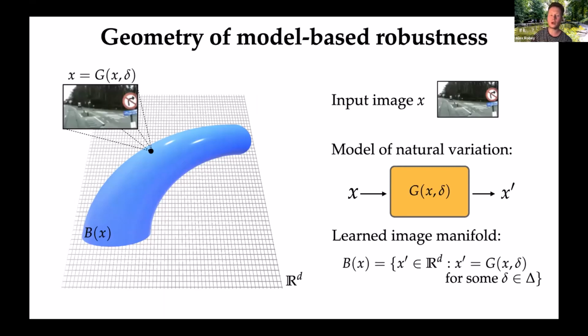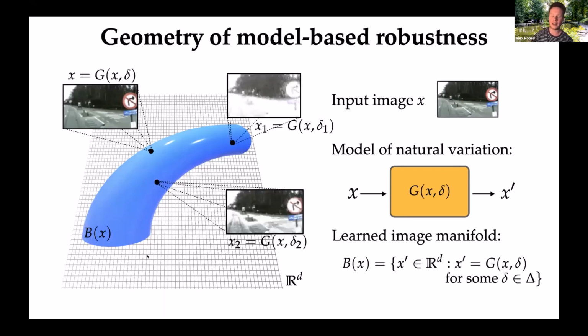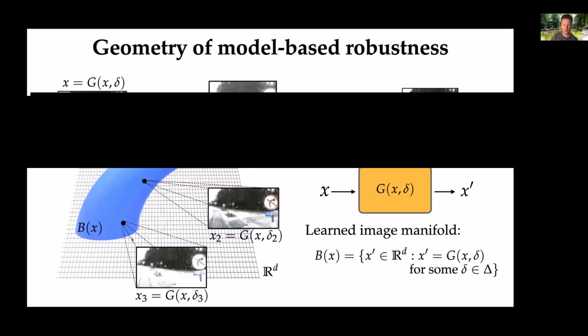And each point on this manifold is going to correspond to an image that has a different level of variation. So you can see that as we go from delta to delta 1 to delta 2 to delta 3, we're varying the amount of natural variation in the images. And this geometric picture should stand in contrast to the epsilon ball geometric perspective that we had when we were thinking about adversarial examples. And this intuition of the geometry will become useful very shortly here.